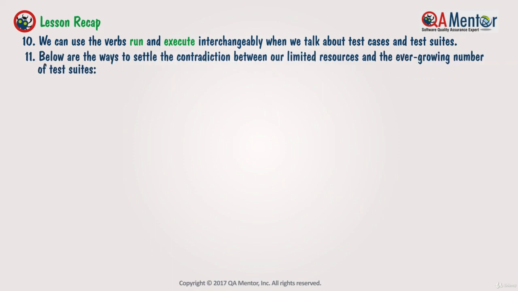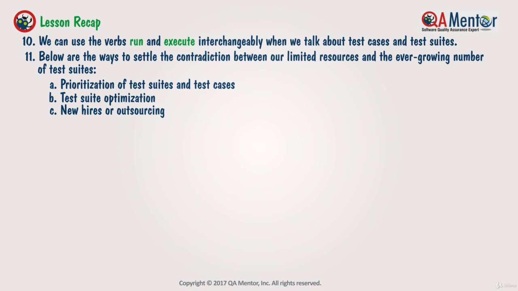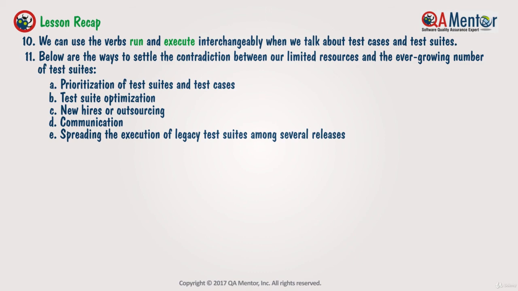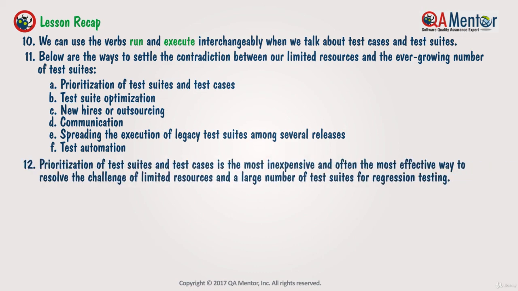11. Below are the ways to settle the contradiction between our limited resources and the ever-growing number of test suites. A. Prioritization of test suites and test cases. B. Test suite optimization. C. New hires or outsourcing. D. Communication. E. Spreading the execution of legacy test suites among several releases. F. Test automation. 12. Prioritization of test suites and test cases is the most inexpensive and often the most effective way to resolve the challenge of limited resources and a large number of test suites for regression testing.